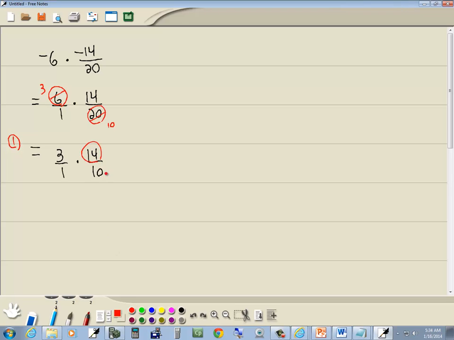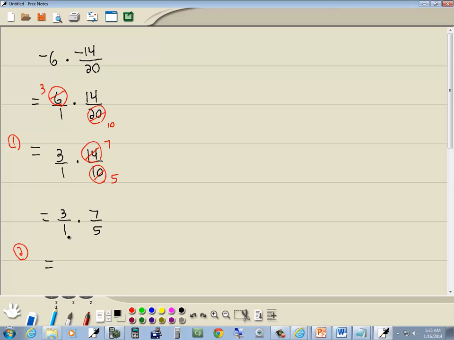And I see I got 14 and 10, these are both divisible by 2. 14 divided by 2 is 7. 10 divided by 2 is 5. So we got 3 over 1 times 7 over 5. 3 and 5, nothing there. 7, 5, nothing there. Looks like that's as much as I can simplify.